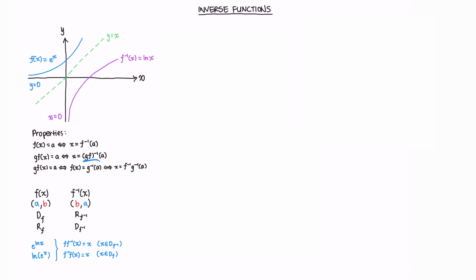Now this over here is not the same as saying g inverse f inverse. In fact, it's the complete opposite. Let's take a look at our last property. If gf of x equals a, flipping the g over to the other side, this becomes f(x) equals g inverse a. And flipping the f to become f inverse on the other side, we'll get x equals f inverse g inverse a. This also means that (gf) inverse is the same as f inverse g inverse.